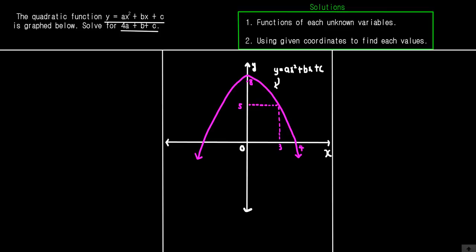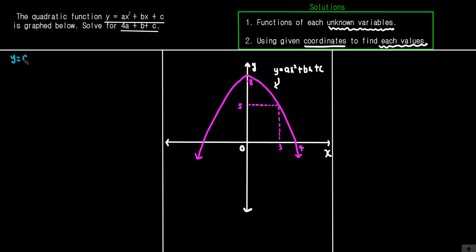Before we solve this question, let's think about the solution approach. At first, we need to think about the function of each unknown variable, which are a, b, and c. Secondly, we need to think about using the given coordinates, which are shown right over here on the graph, to find each value.